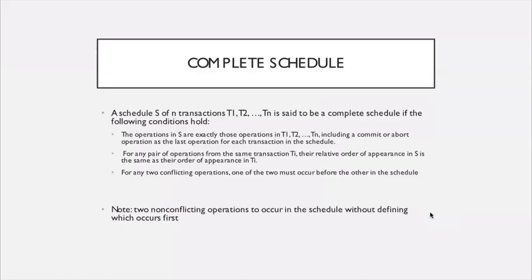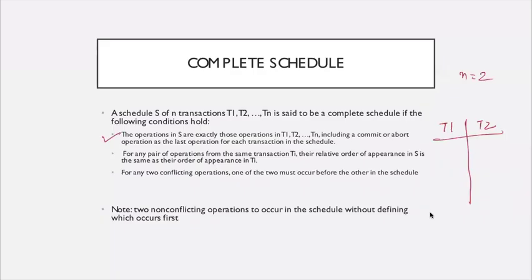Now, another terminology that we're going to use in schedules is that of a complete schedule. So what is a complete schedule? It is just a very basic definition of a schedule. Suppose you have a schedule of n transactions. Let us consider n is 2. So I have two transactions, T1 and T2. For a complete schedule, we have these conditions.